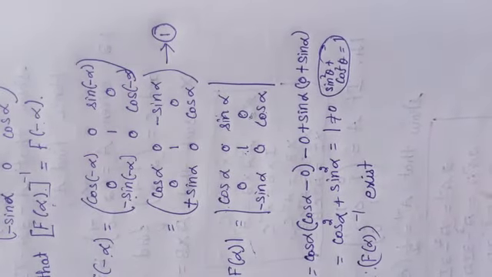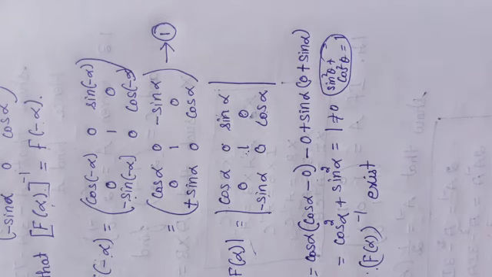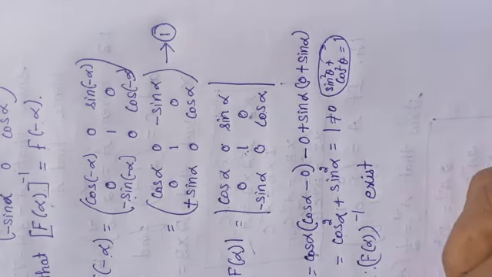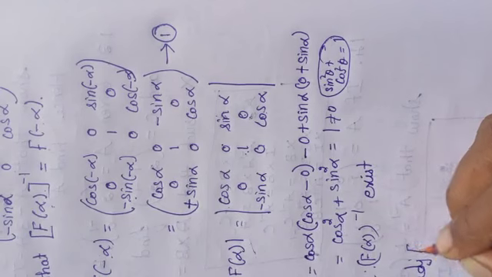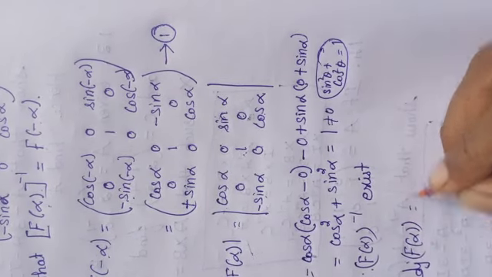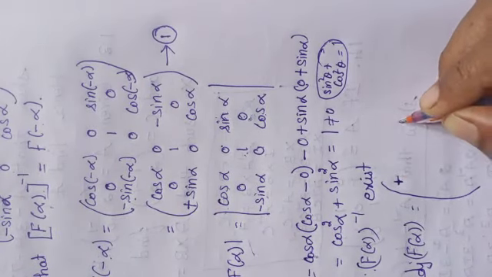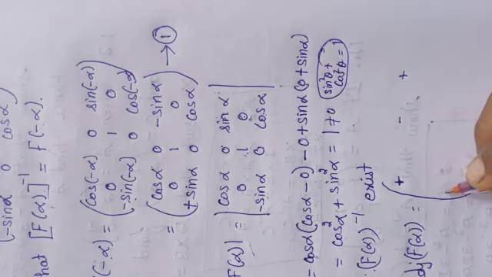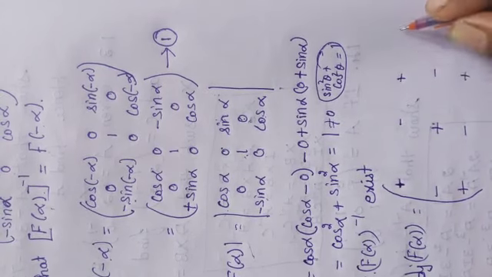To find the inverse, what is the formula? A inverse is 1 by determinant A into adj A. So f of alpha the whole inverse is 1 by determinant f of alpha into adj f of alpha. Now we need to find adj f of alpha. This is the cofactor a_ij that we need to find, right? So we write the sign pattern: plus, minus, plus; next minus, plus, minus; plus, minus, plus.